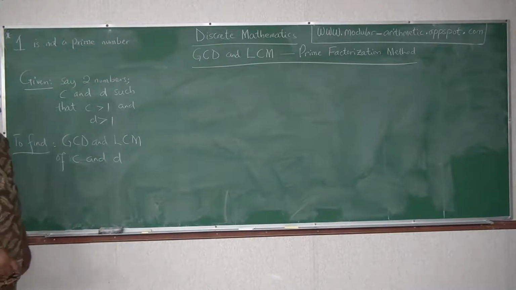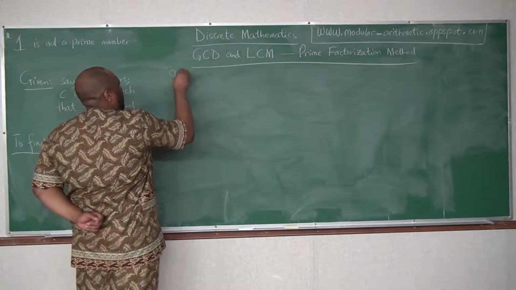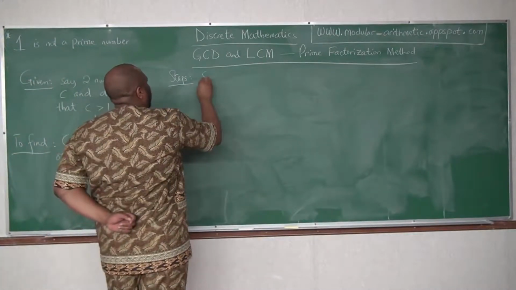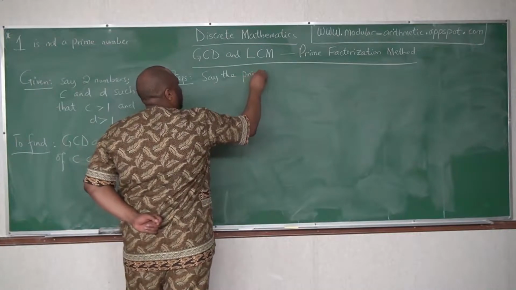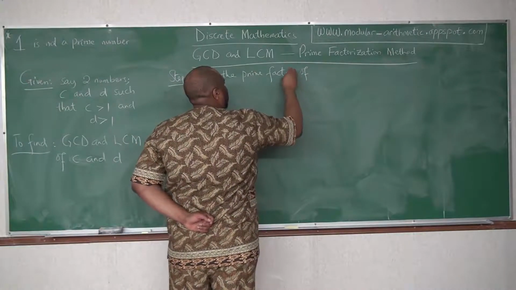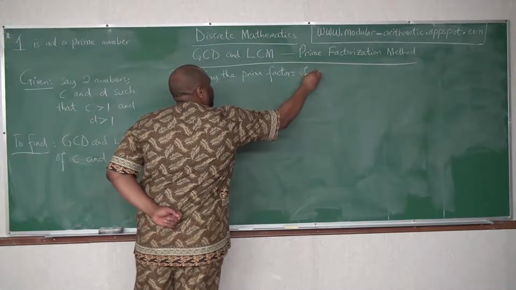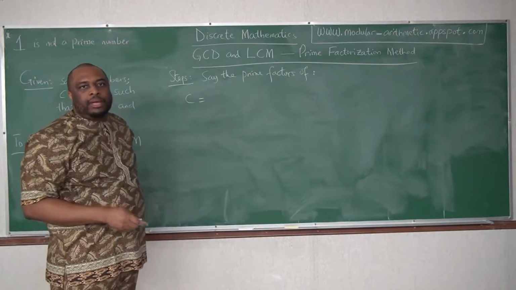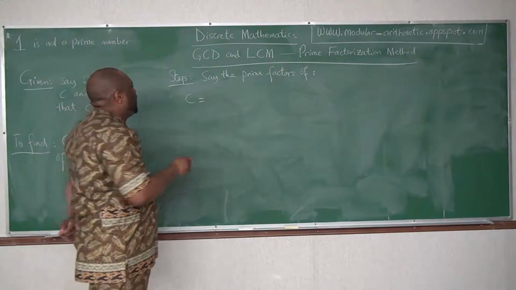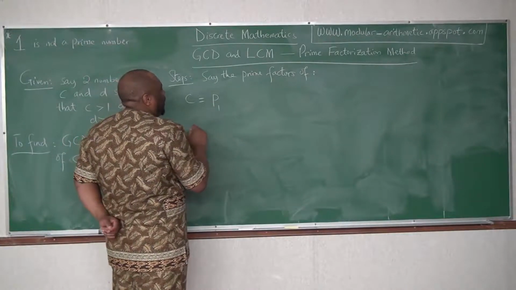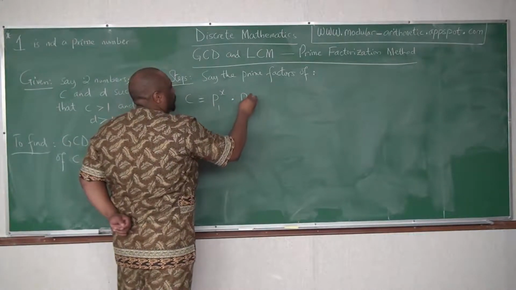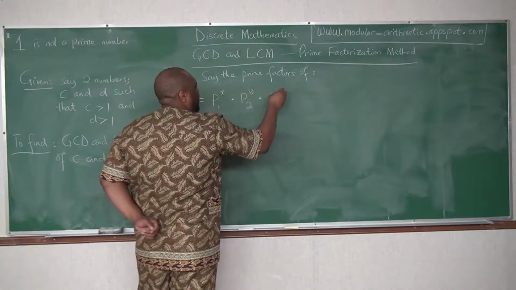So the first thing you want to do, the steps: find the prime factors of C and D. Say the prime factors of C are equal to, let's call this, P1 to the power X times P2 to the power Y times P3 to the power Z.